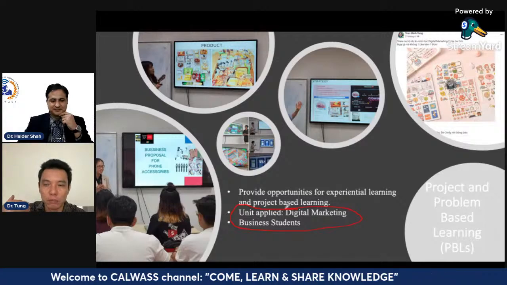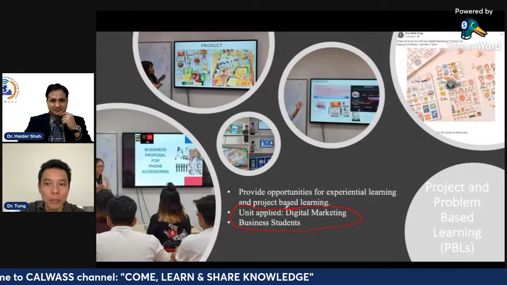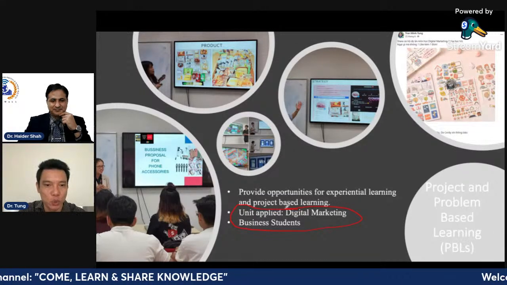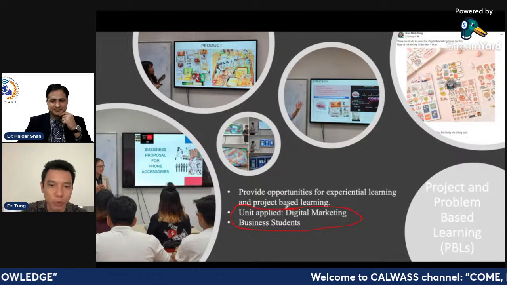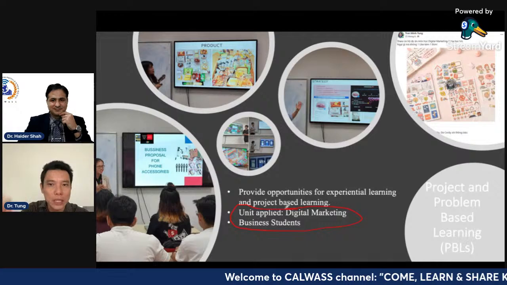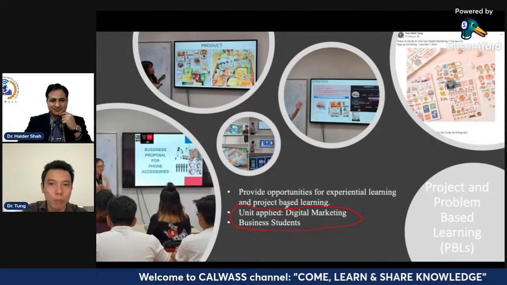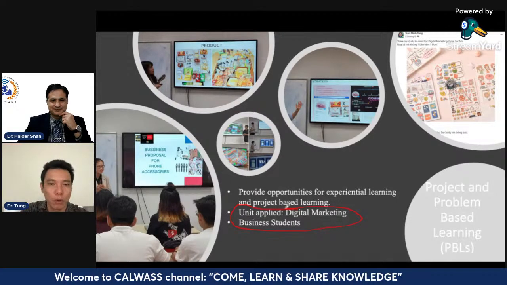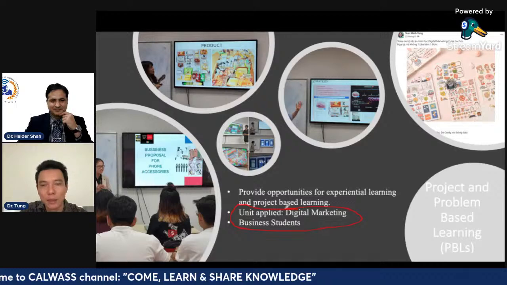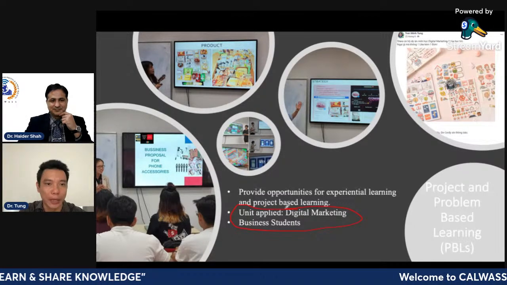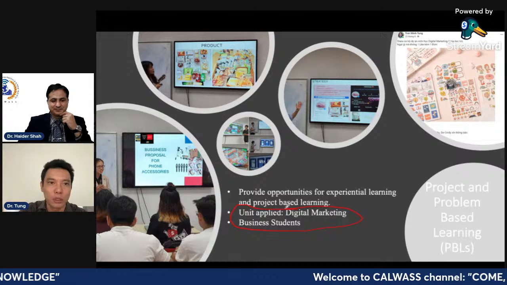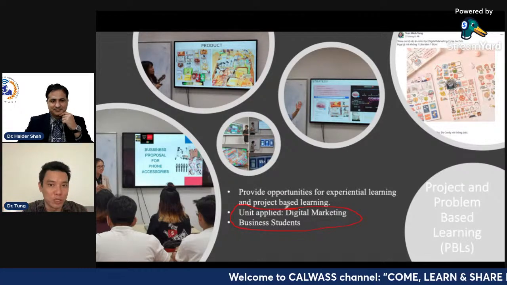So I assign the project, the PBL methodology, to the students. This is a real project, real money. The students did the project for real. They invest their own money. They open a shop on Facebook. They open a shop on Shopee, Lazada, and many other e-commerce platforms so that they can sell things online. And after that, they report the real numbers.